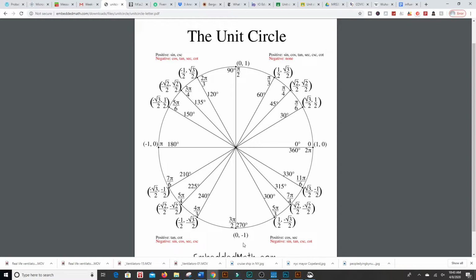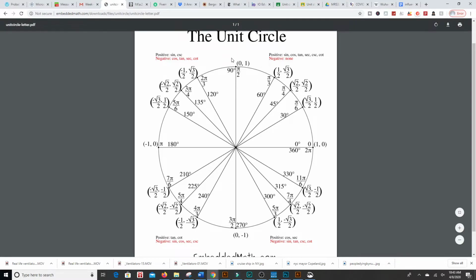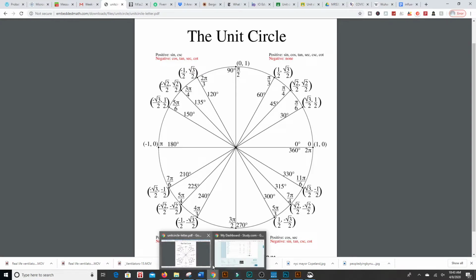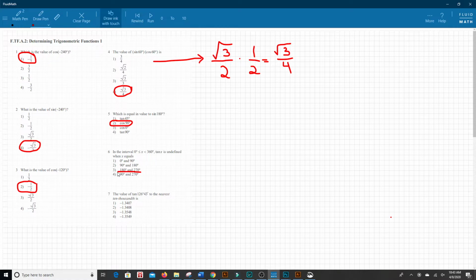So at 270 and 90 degrees, our x values are 0 there. Tangent would normally include the y over the x. When the y value is over the x and the x happens to be 0, you're going to be left with an undefined term. So in both of these, the x value is 0. Essentially it's the sine value over the cosine value. Remember, tangent is sine over cosine.